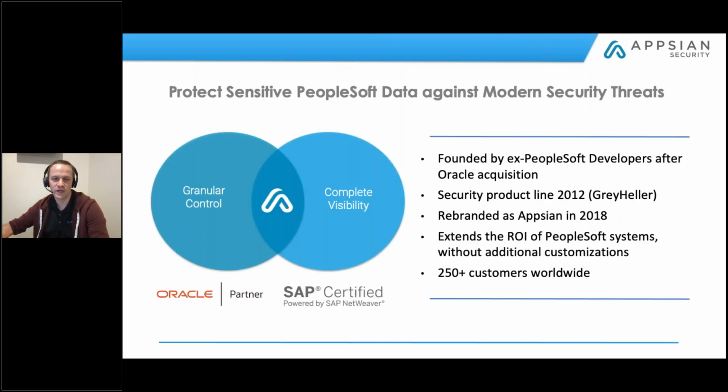At Appsian, we help organizations protect the sensitive data in their ERP applications. That's PeopleSoft, SAP, and Oracle eBusiness Suite. Appsian's roots go back about 16 years, as it was founded by ex-PeopleSoft employees after the Oracle acquisition. And you might have heard the name ERP Firewall or Greyhella, and that is us.